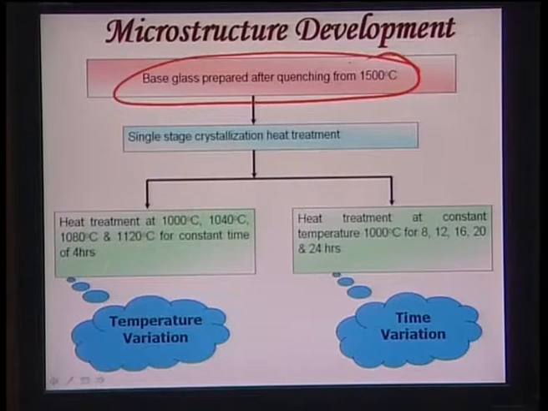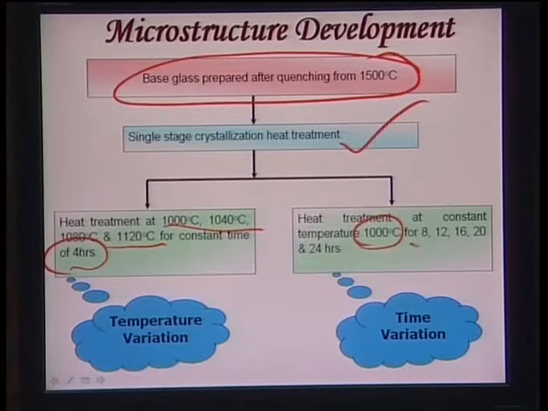Then you can do the single stage crystallization heat treatment, and this heat treatment can be done at 1000 to 1120 degrees Celsius for 4 hours. In the other case, you can do this heat treatment over an 8 to 24 hours time scale. So in one case you are changing the temperature, in the other case you are changing the time.